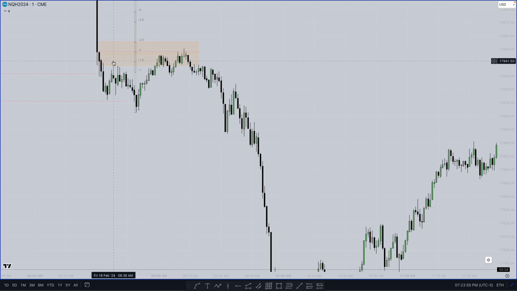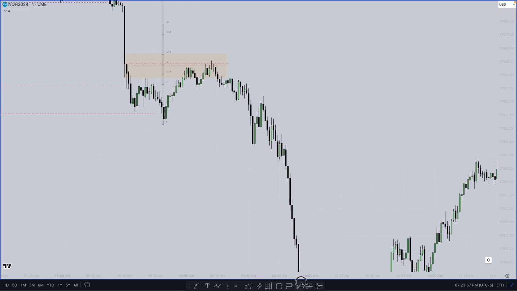So here was a tiny little shift, and you could possibly be thinking, okay, liquidity was cleared out. Maybe this is just a sweep, and it's not going to continue further. It's actually going to reverse. So what you could be thinking is, okay, maybe it's a long, and you're looking for your long setup.